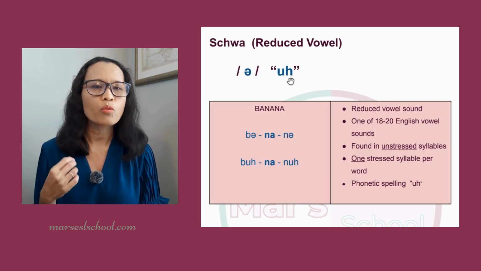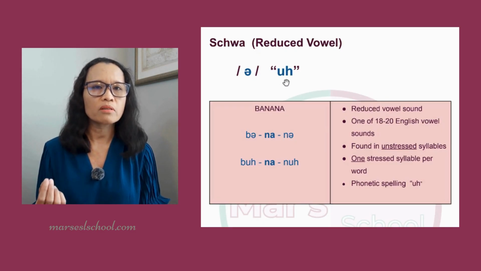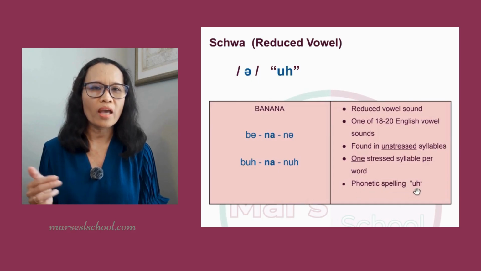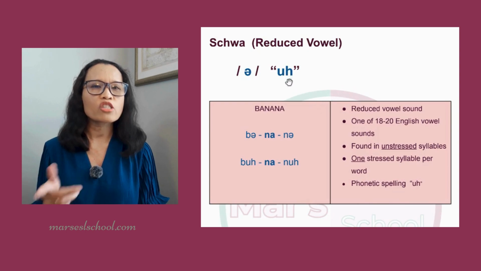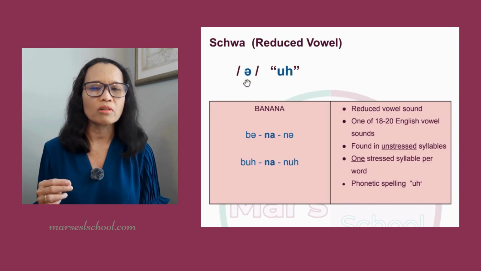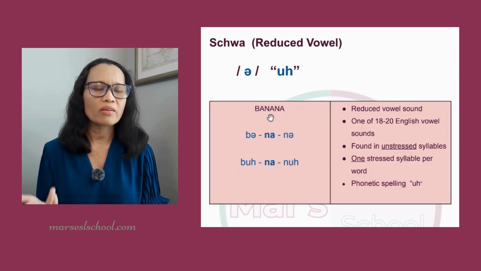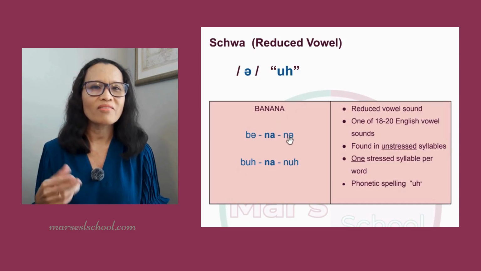The schwa, which sounds like this, and is phonetically spelled with UH, is represented by this symbol. It looks like an upside down E. So if you look up a word in a dictionary, the syllables with a schwa sound will have this symbol.